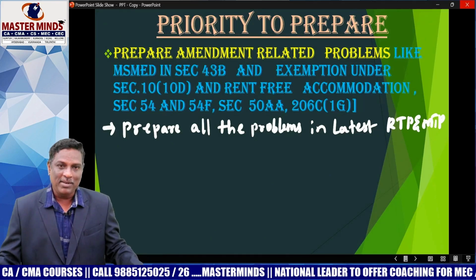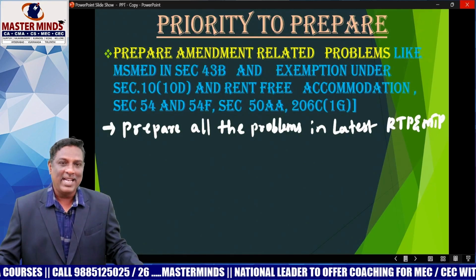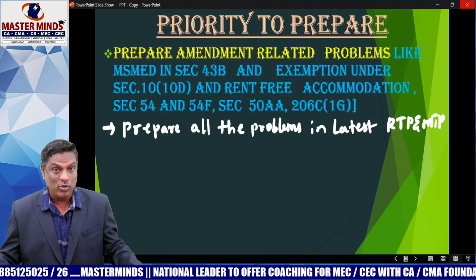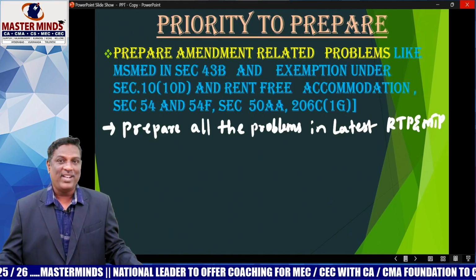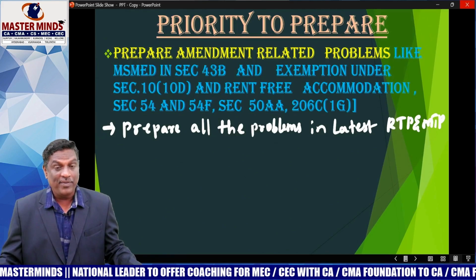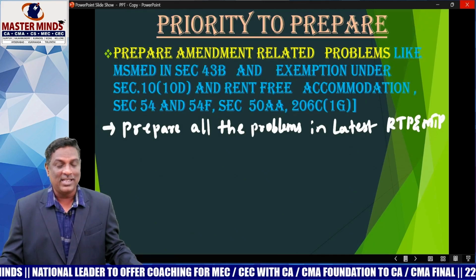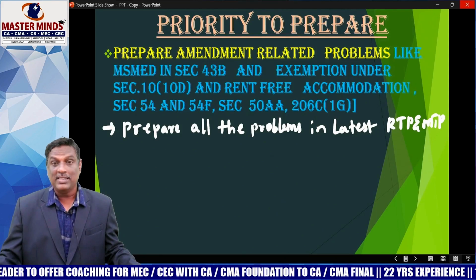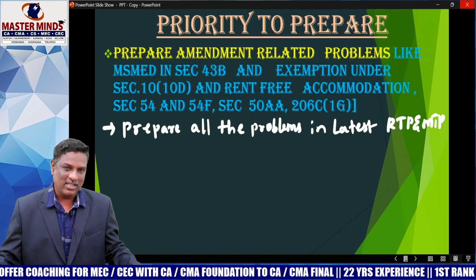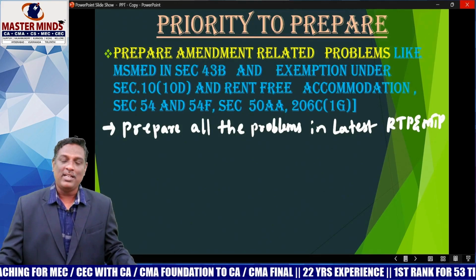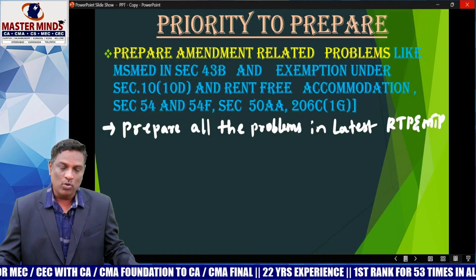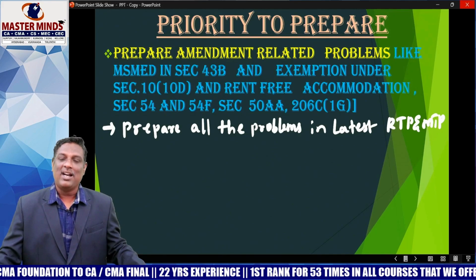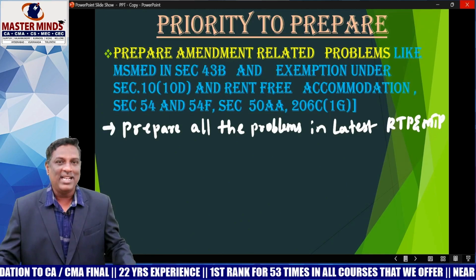I'll give you some amendments: the MSMED Act related amendment in section 43B and exemption under section 10(10D). It's the most valuable amendment. Then rent-free accommodation in the salaries chapter, sections 54 and 54F exemptions in the capital gain chapter, and 50AA in the PGBP chapter. And the next one is 206C(1G) in the TCS area. All these amendments are very important from the examination point of view. Don't neglect. So the next one is prepare all the problems in the latest RTPs and MTPs mandatorily.